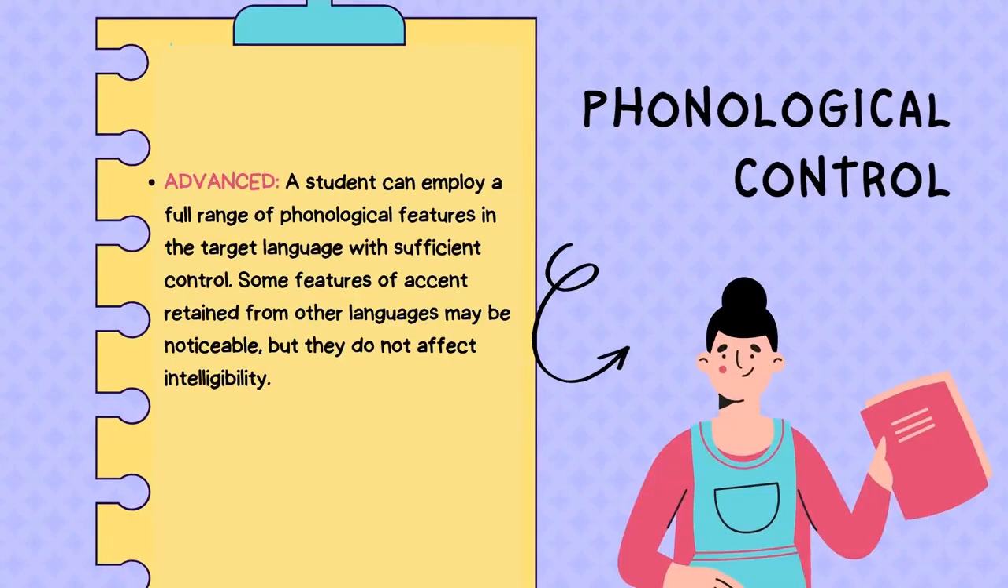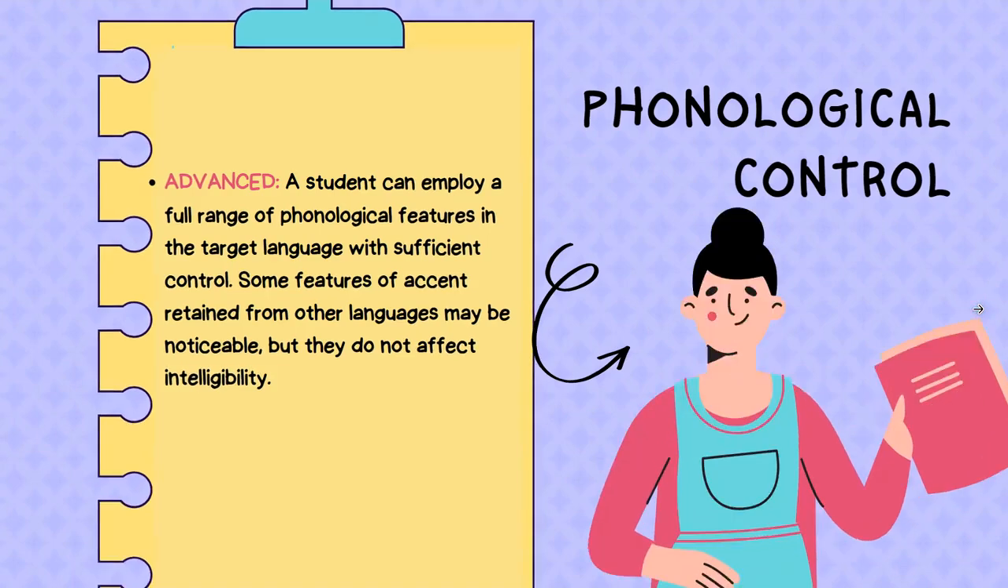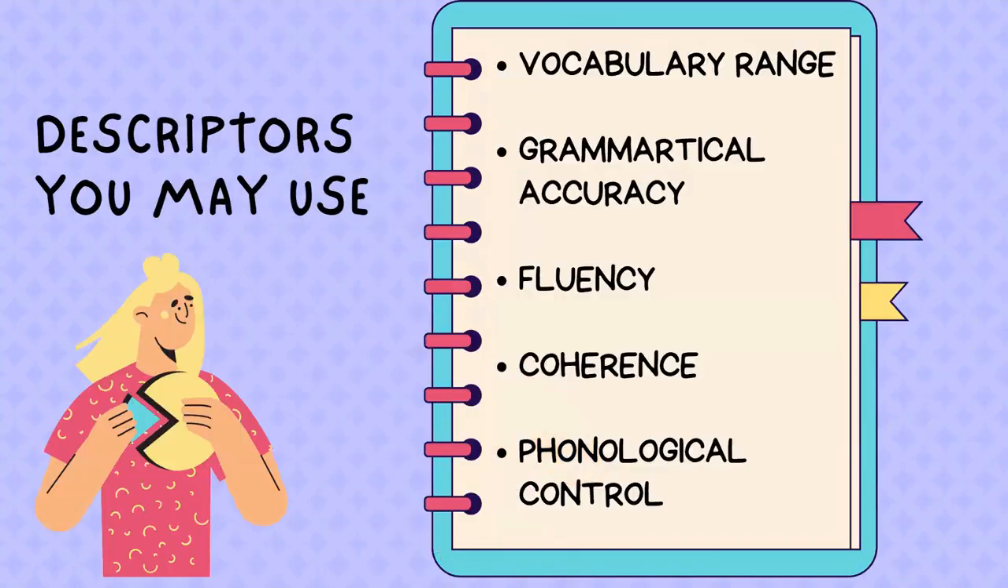And advanced level students. Advanced level students can employ a full range of phonological features in the target language with sufficient control. Some features of accent retained from other languages may be noticeable, but they do not affect intelligibility. So, these are the main criteria you may easily use to evaluate your students' level of English.